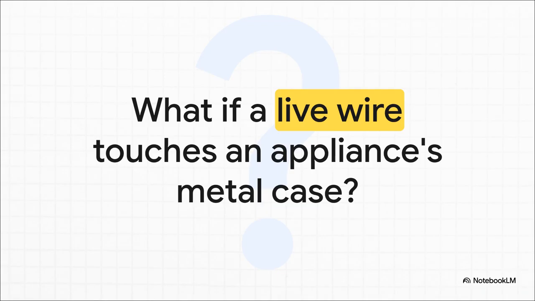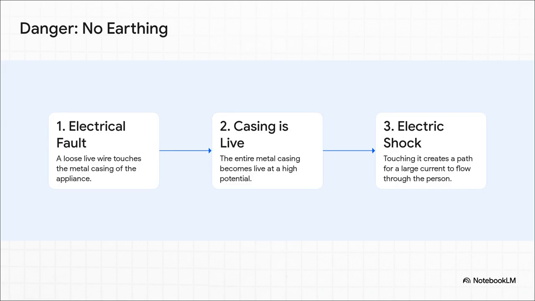But here's the thought. Fuses and circuit breakers are great at protecting against too much current. But what about a totally different kind of problem? What happens if, say, a live wire comes loose inside your washing machine and touches the metal case? Well, the answer is pretty terrifying. Without any protection, that entire metal case would instantly become live. The second you touch it, your body becomes the easiest path for that electricity to get to the ground. And that means a massive, potentially fatal current would flow right through you.